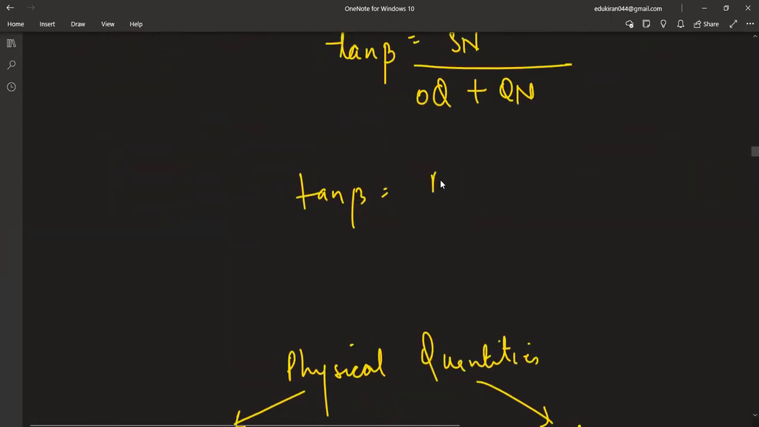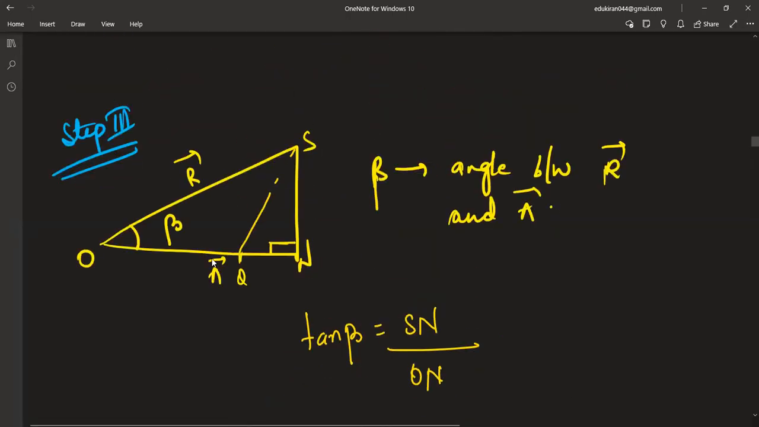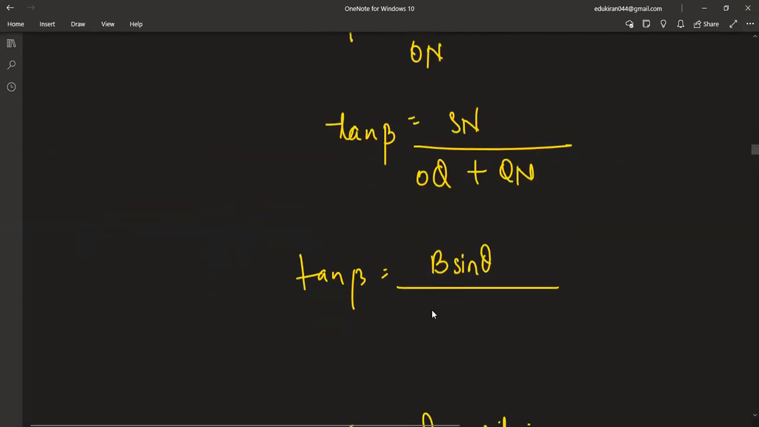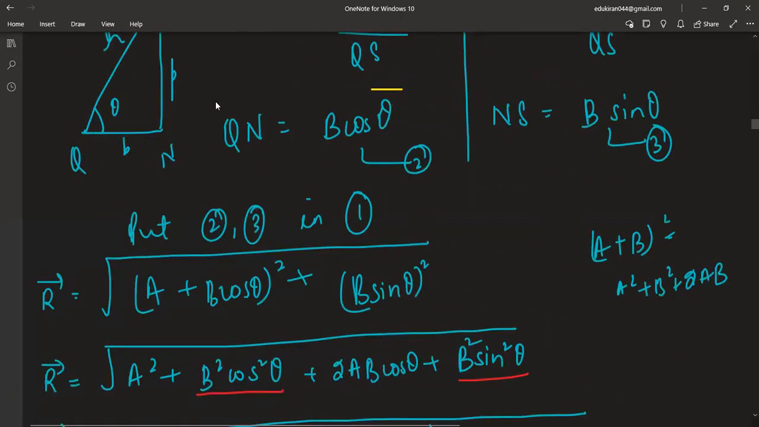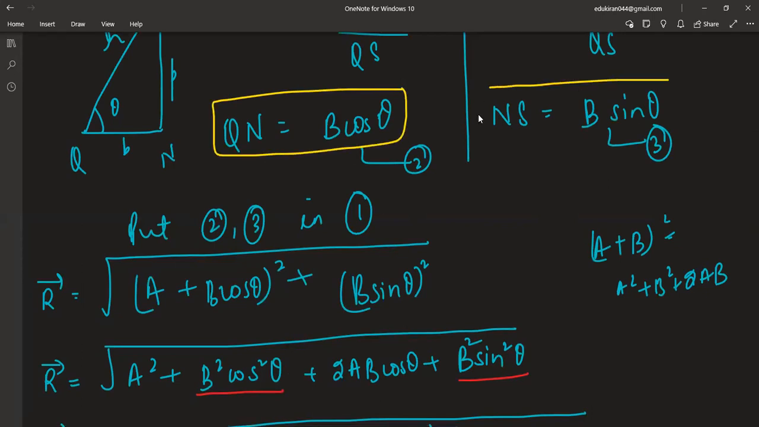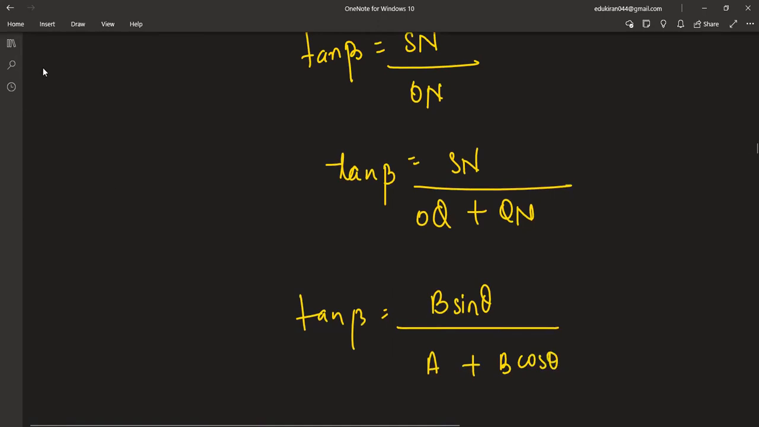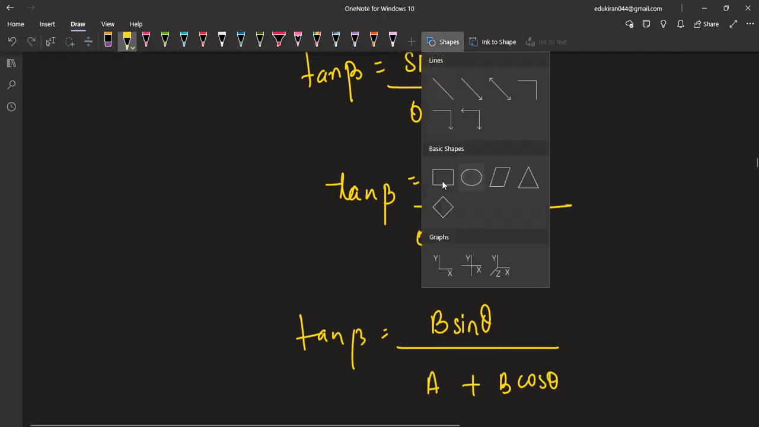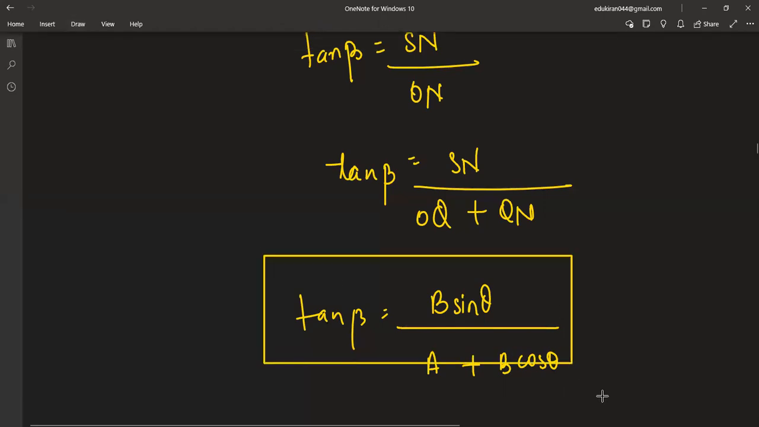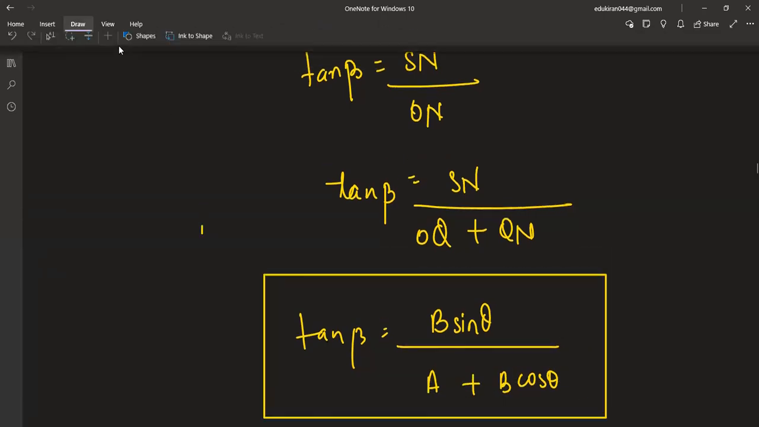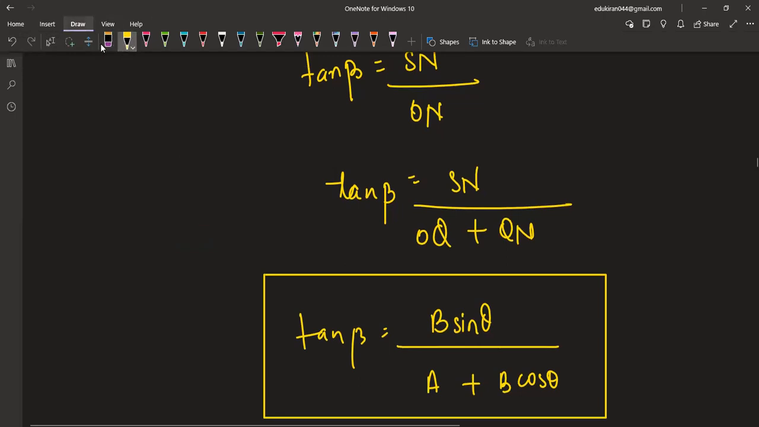So what do we have? We have B sine theta. OQ was vector A, so this becomes A plus QN. QN we didn't know, but we obtained it. See, QN is B cos theta. NS was B sine theta. So QN is B cos theta.